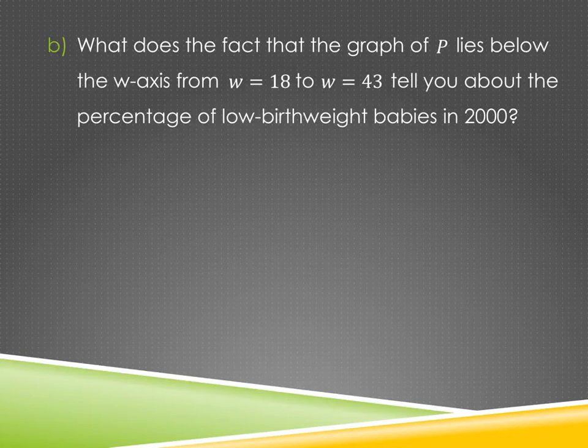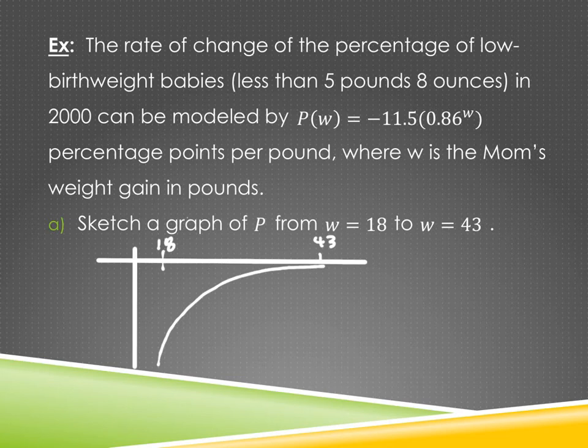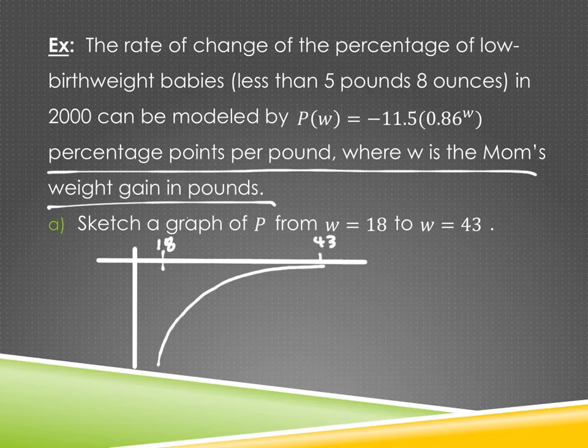So go back to the way they phrased the language over here. It says that this is in percentage points per pound. W is mom's weight gain in pounds. So this is telling you that as mom's weight increases, so like this 18 means mom gained 18 pounds, the 43 means mom gained 43 pounds, okay? So what's happening to the birth weights of the babies as mom has gained more weight as opposed to less weight?